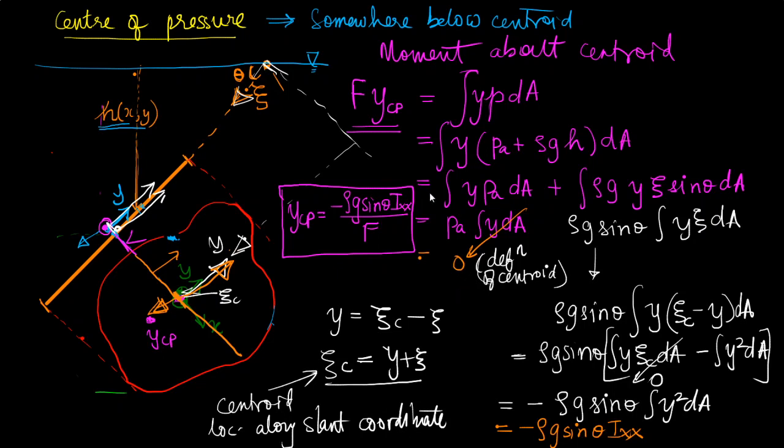Now tell me this, something to think about. This is the surface of the water. One plate is like this, another plate is like this, in the same orientation. This is the centroid, this is the centroid. In which case will the shift of the center of pressure away from the centroid be larger, and why?